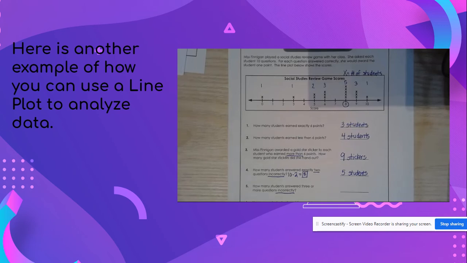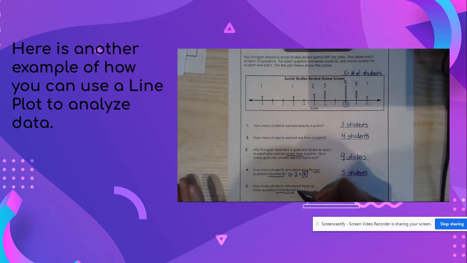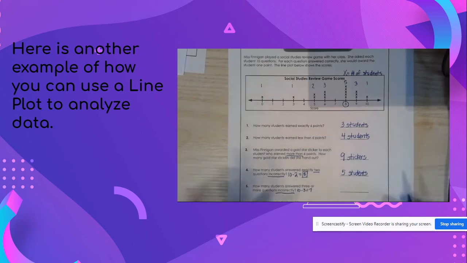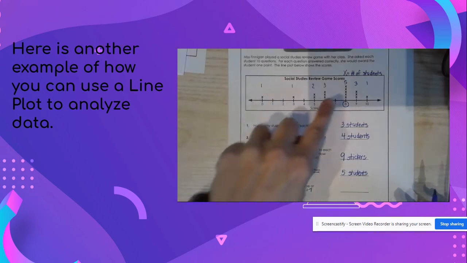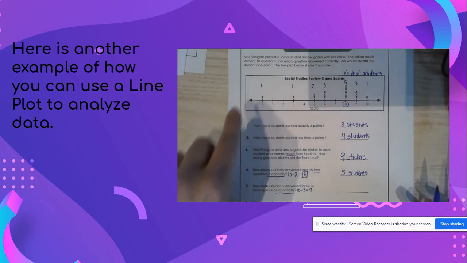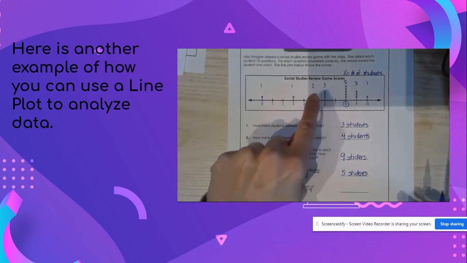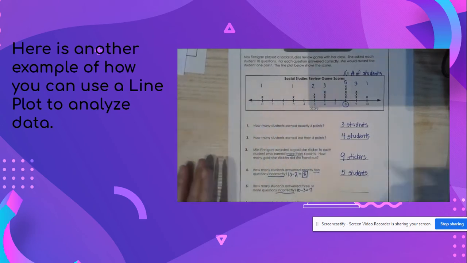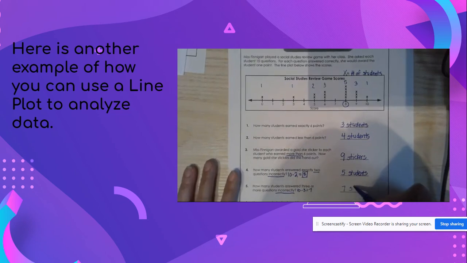Okay, so again, if we have 10 questions altogether, how many students answered 3 or more questions incorrectly? That would be students that didn't get more than 7 questions correct. So 10 minus 3 equals 7. So we're looking at the range of all scores less than 7. So that's 3, 5, 6, and 7 students.